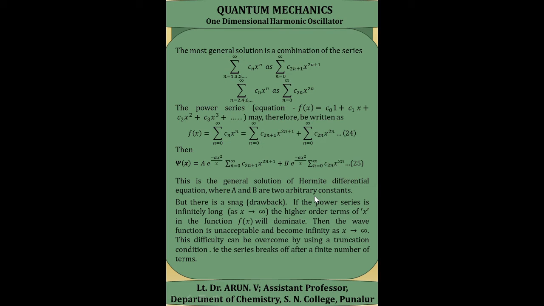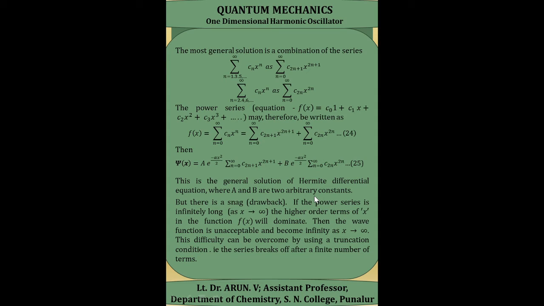Therefore, the power series equation, that is f(x) = C0 + C1 x + C2 x² + C3 x³ + ..., can be written, or the solution of this power series equation can be written as f(x) = summation of n equals 0 to infinity Cn x^n, which equals summation of n equals 0 to infinity C(2n+1) x^(2n+1) plus summation of n equals 0 to infinity C(2n) x^(2n).